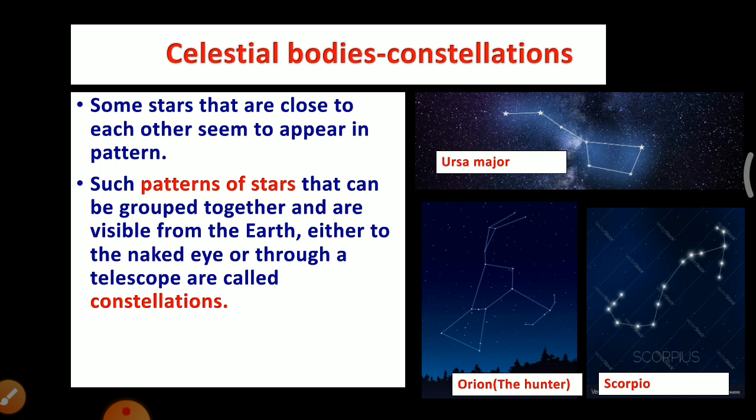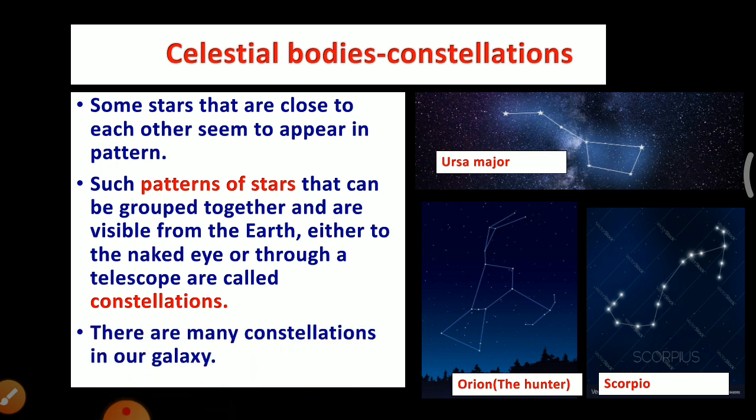So these constellations are present in the sky, so they are also called celestial objects. There are many constellations in our galaxy. Some examples are Ursa Major, Orion, and Scorpio.